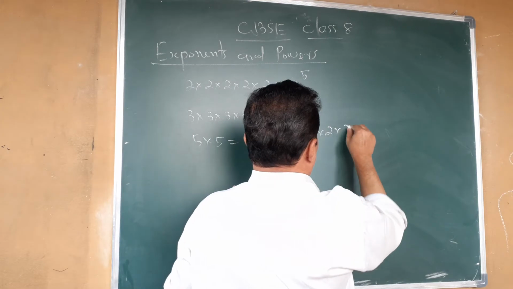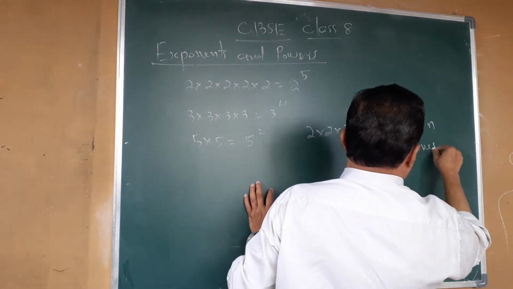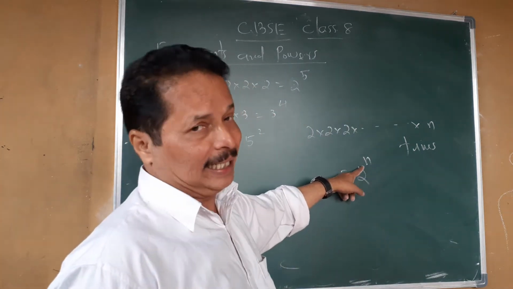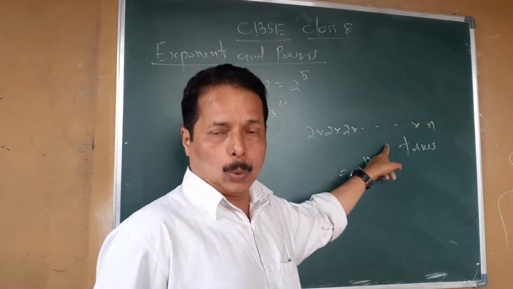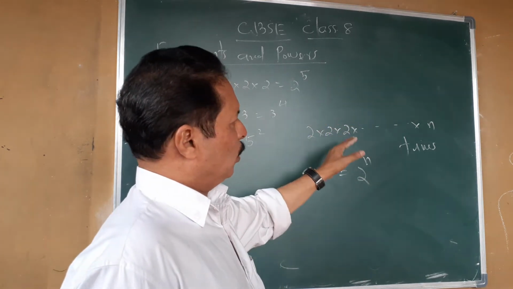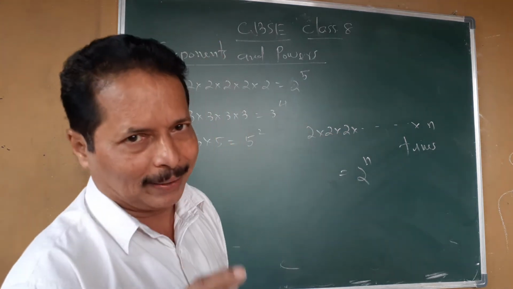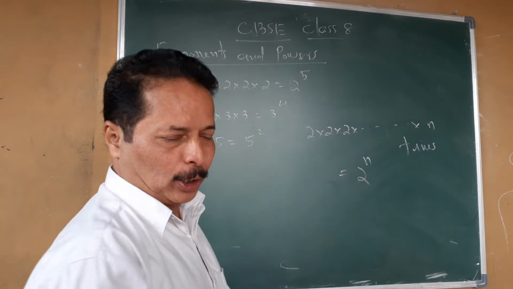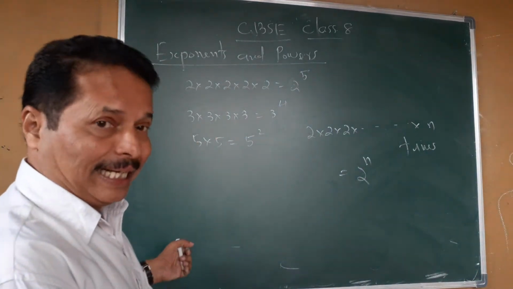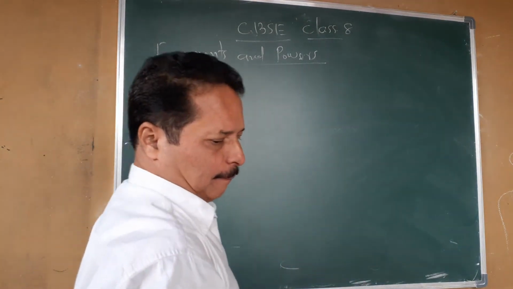Now 2 into 2 into 2 into 2 etc. up to n times. That's equal to 2 raised to n. And n is the degree or exponent of 2. Okay. So 2 into 2 into 2 up to 7 times means it is 2 raised to 7. 7 is the exponent of 2 or 7 is the power of 2. We call it degree of 2. Is it over? And look once again here.